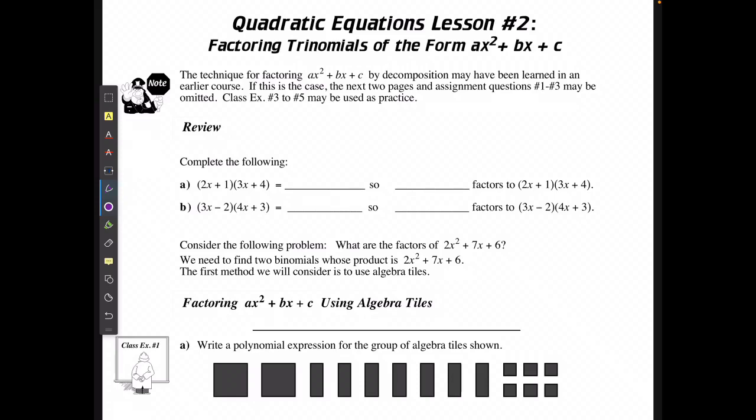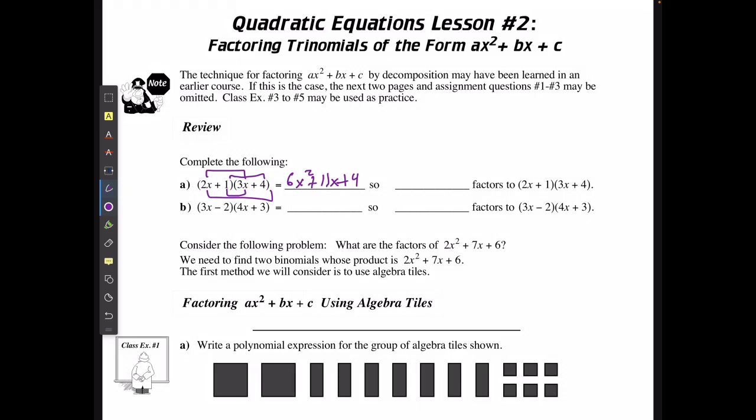All right, in this lesson, we're going to take a look at factoring using decomposition. So, first thing, if I FOIL this out, if I said that I had 2x plus 1 times 3x plus 4, I multiply the first terms, I multiply the outside terms, I multiply the inside terms, and then I'm going to multiply the last terms. And I'm going to get 6x squared plus 11x plus 4.